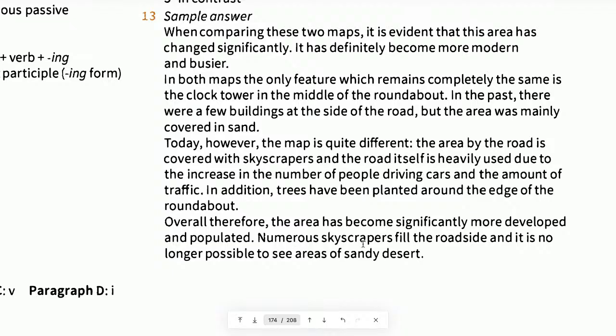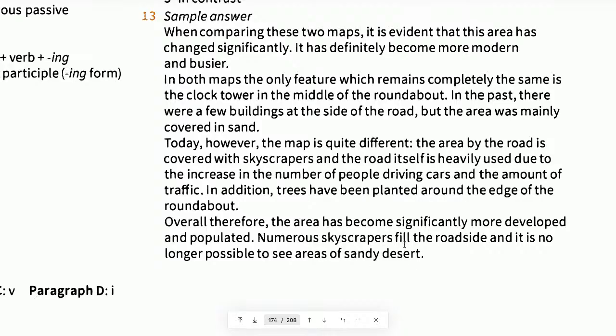Okay? Numerous skyscrapers. Numerous. What does that mean? Lots of. Yes, that's right. Okay. Yeah, many. Numerous skyscrapers fill the roadside, and it is no longer possible to see areas of sandy desert.